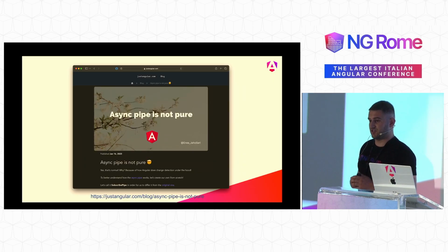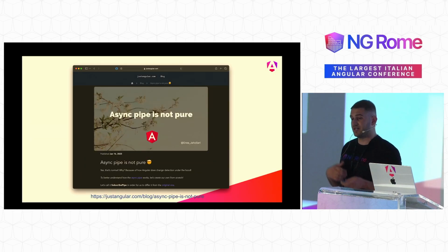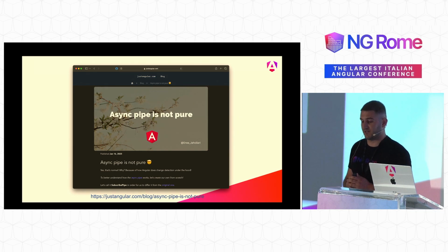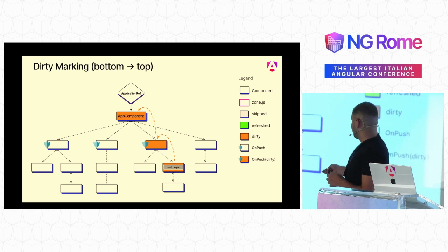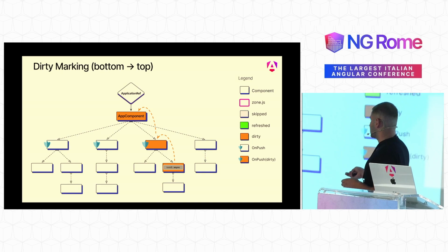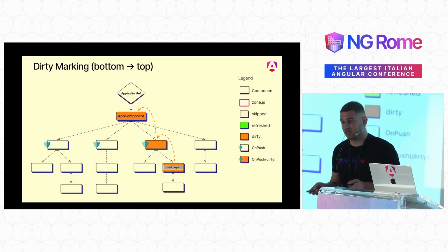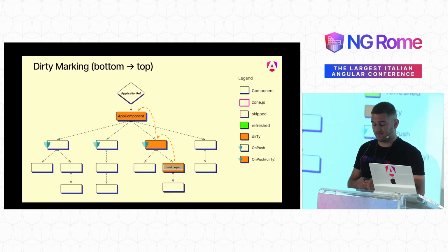I've also written about it on justangular.com, on how to recreate this whole async pipe in order to get a better idea of how that works. So let's use the async pipe. We have the todo$ async. And then, of course, the moment that todo$ emits something, it will mark ancestors as dirty again.